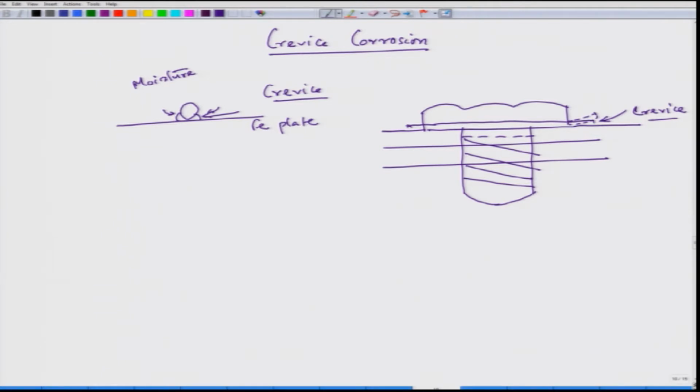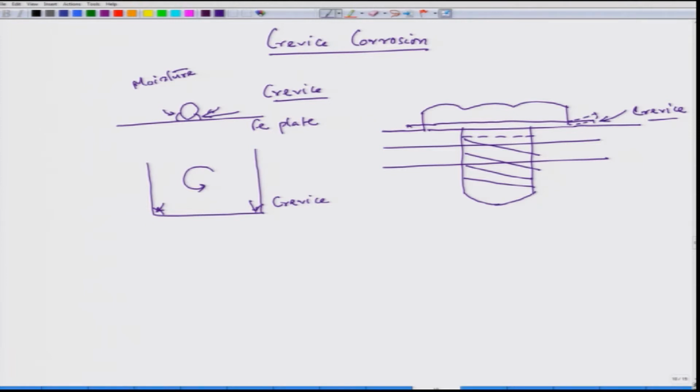A crevice can also form at corners. For example, in the metal corners of a small metal tank, the corner also acts like a crevice. Even if there is turbulence in the stored water, this corner region will be nearly stagnant. So, this is also a crevice.